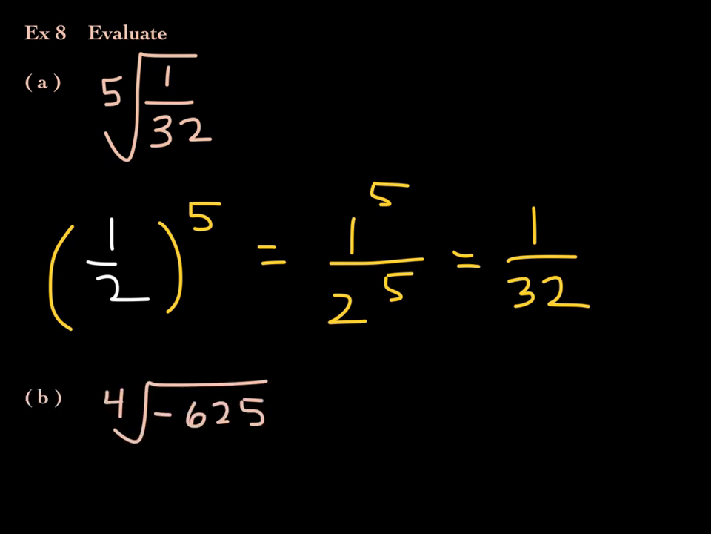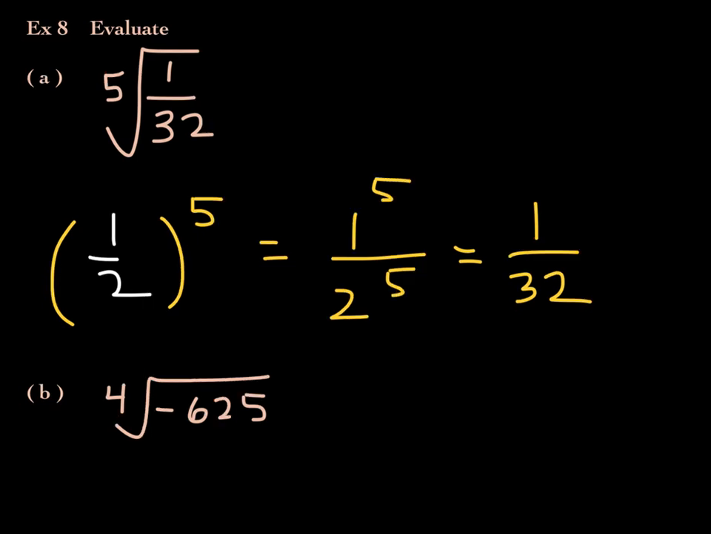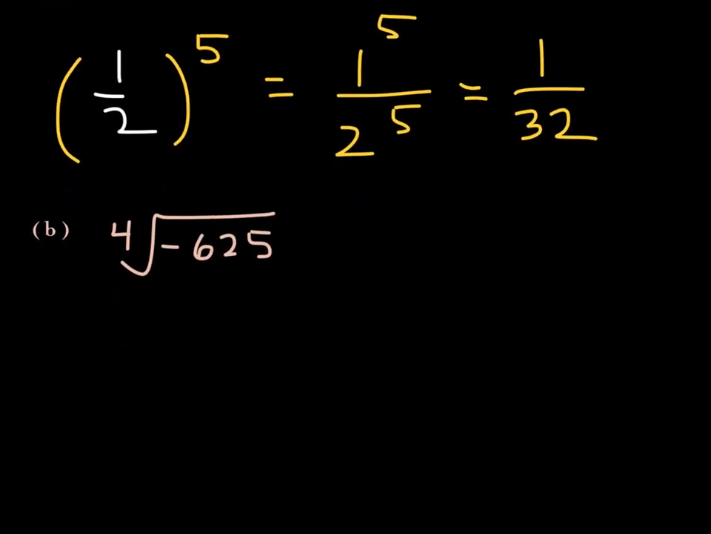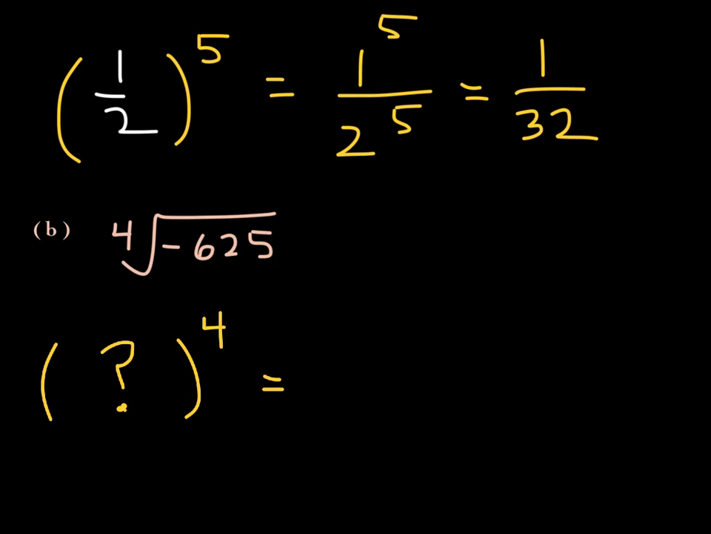Now it's a fourth root, right? So the fourth root of negative 625 is asking you for what real number do you raise to the fourth power to give you negative 625. Now I want you to think about this, everybody. Whatever number you raise to the fourth power, you're trying to get negative 625. Is that possible? No, it's not.